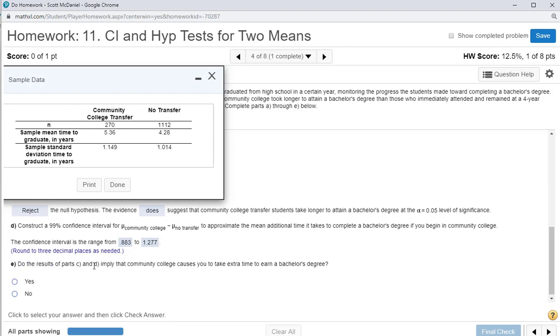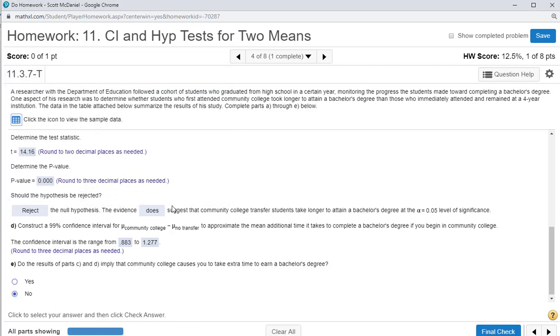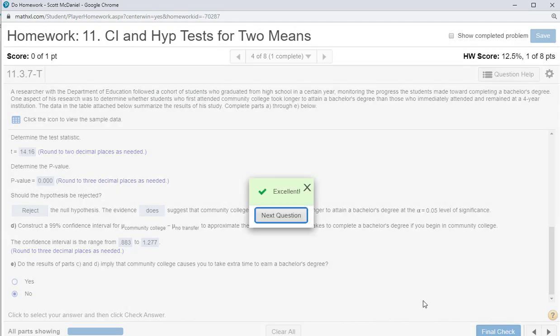So the results of Part C and D imply community college causes you to take extra time to earn a bachelor's degree? There's our key word there, right? Causes, sort of a buzzword. Unless we ran an experiment and randomly selected people and forced them to go to a community college and then forced them not to be in a community college and then ran it, we could say it. So we cannot say there's a cause here. Only with experiments. Okay, I hope that helps.